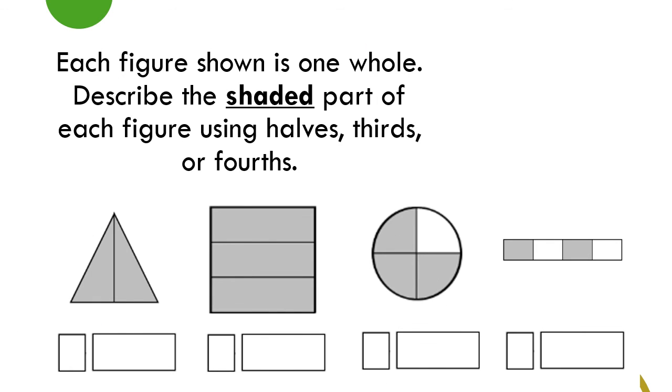Next one, each figure shown is one whole. Describe the shaded part of each figure using halves, thirds, or fourths. So we have 4 shapes here: triangle, square, circle, and rectangle. Describe the shaded part. Pause the video for your think time. I'm ready to go. The first one, it's showing 2 halves.